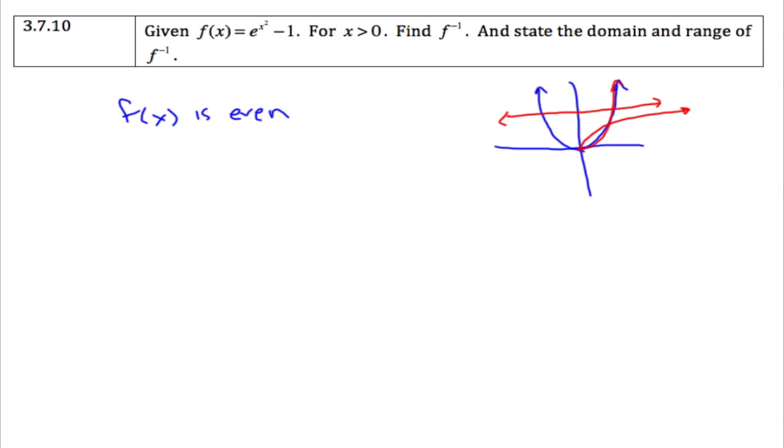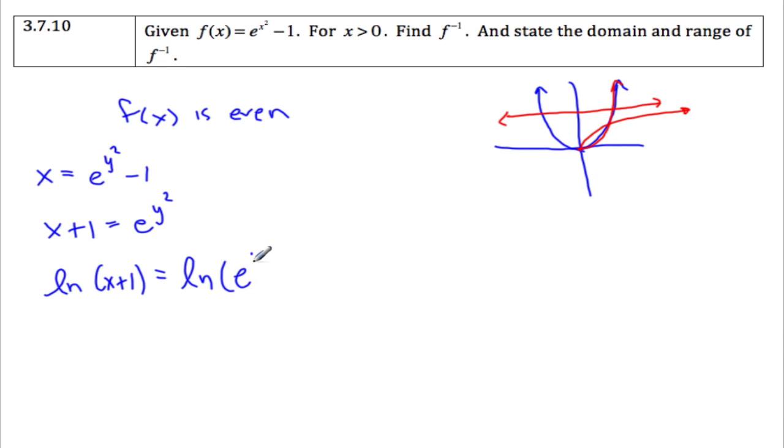Alright, so now we can get started. Give some little insight to the problem. So in order to find an inverse, we need to switch x and y. So x equals e to the y squared minus 1. Now I'm going to add 1, so I get x plus 1 equals e to the y squared. Take ln of both sides. ln of x plus 1 equals ln of e to the y squared. This comes down, and ln of e is 1. So ln of x plus 1 equals y squared.